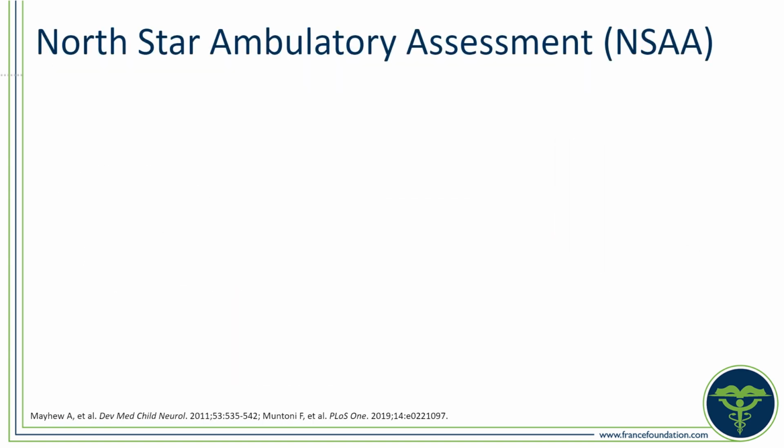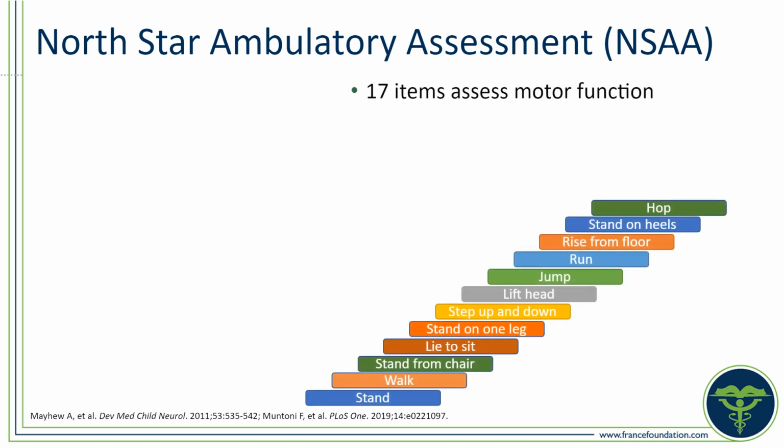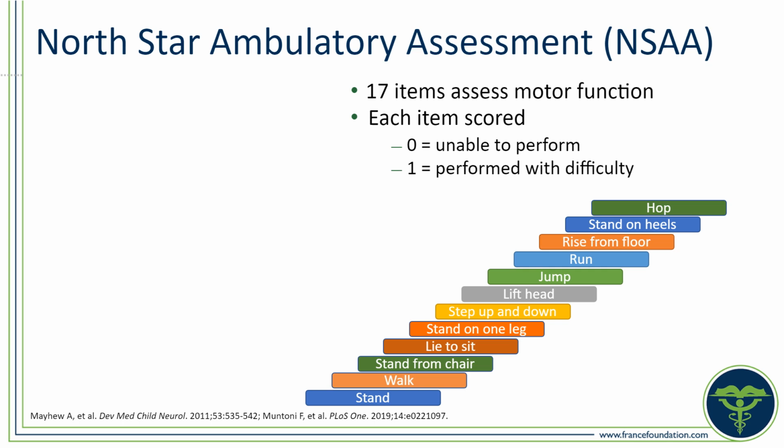Next, we have the North Star Ambulatory Assessment, and you'll see that this measure is used in the vast majority of Duchenne muscular dystrophy trials. This is a 17-item checklist, which does combine 2 of the items from the previous slide, the time to rise and the 10-meter walk run, but also has 15 other items, which are all scored as a 0, unable to perform, 1, performed with difficulty, and 2, able to perform.